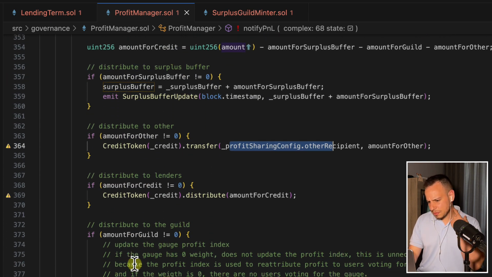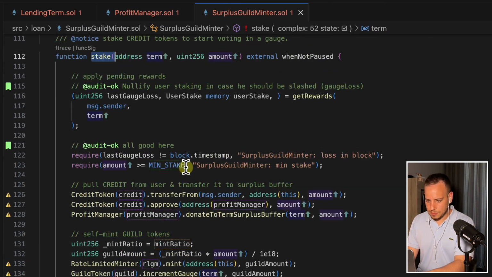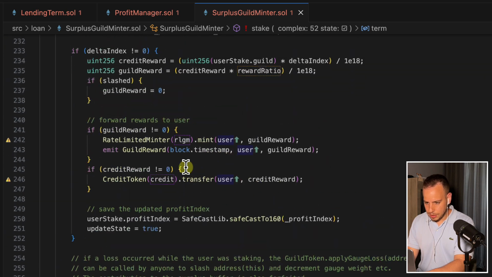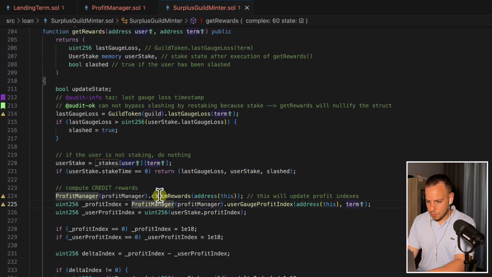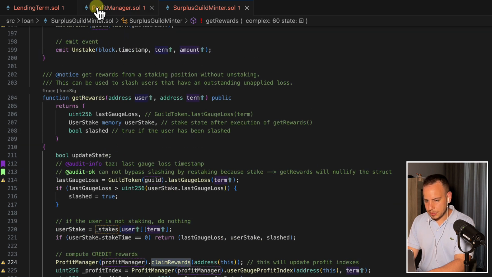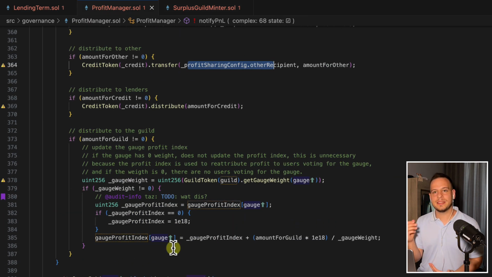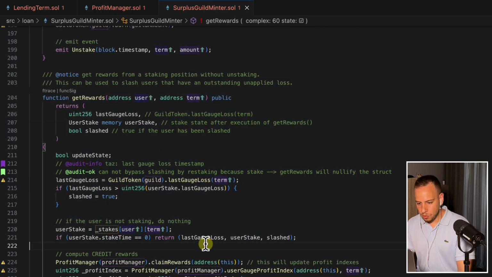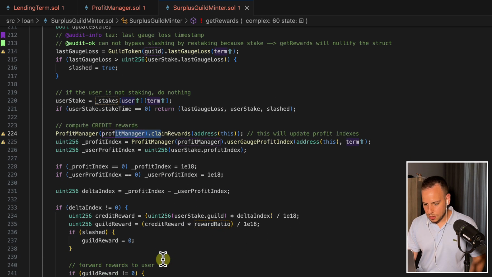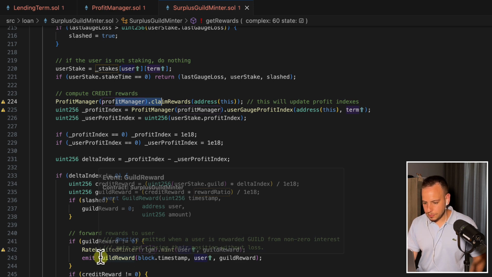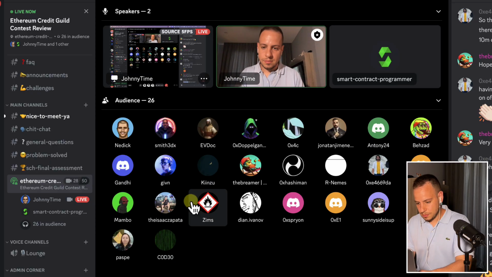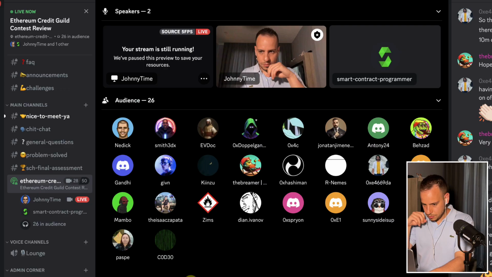Oh, it doesn't mean guild. I think, sorry, this one means guild tokens in the get rewards function. So basically Profit Manager is tracking the profits, and through surplus guild minter, you can call get rewards to get those rewards, either in the form of guild tokens or credit tokens. So that's how it works. And you can also get slashed in your stake. Yeah. Questions?